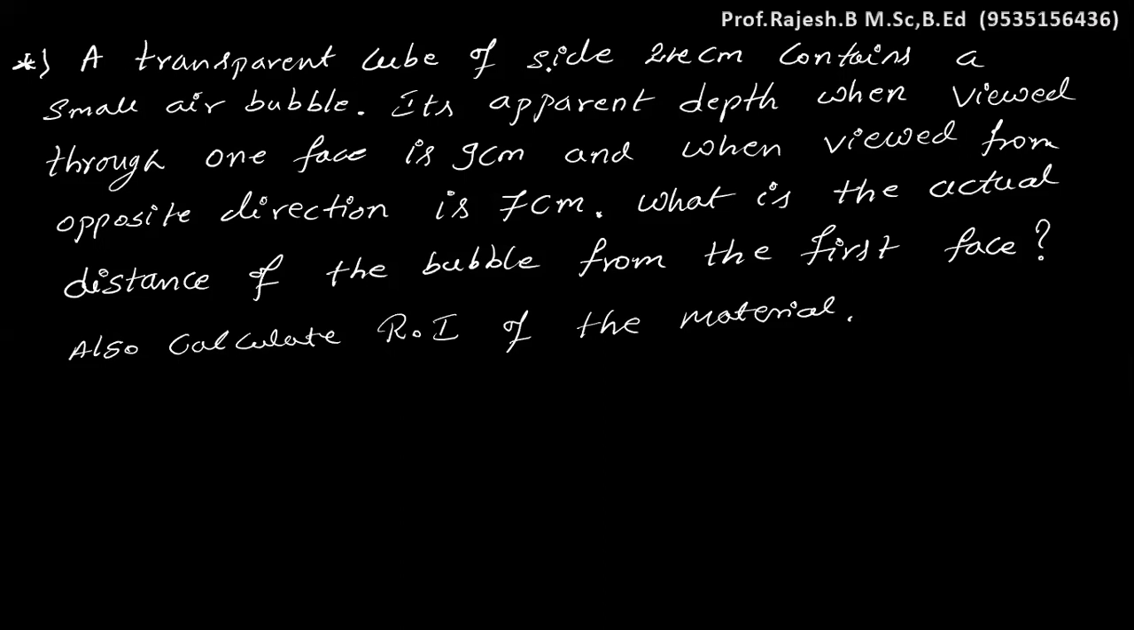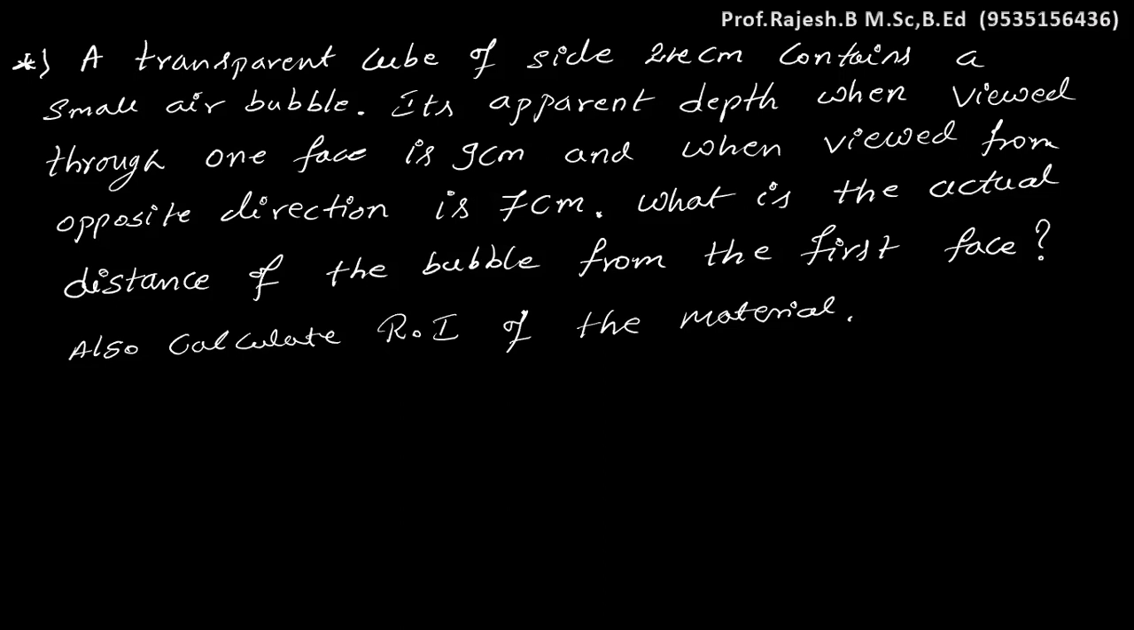A transparent cube of side 24 centimeter contains a small air bubble. Its apparent depth when viewed through one face is 9 centimeter, and when viewed from the opposite direction is 7 centimeter. What is the actual distance of the bubble from the first face? Also calculate the refractive index of the material.